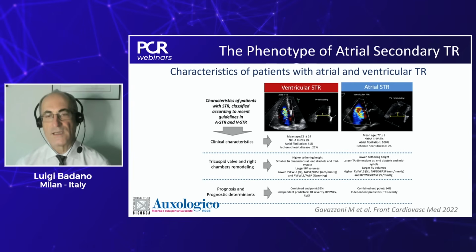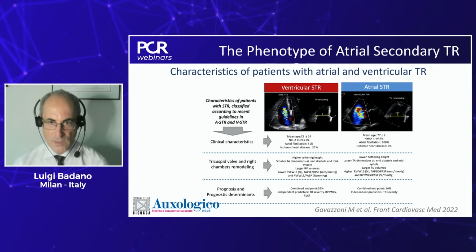This is also documented by a difference in patients with the 2 phenotypes of secondary tricuspid regurgitation, as shown by this paper by Mara Gavazzoni and co-workers that has just been published in Frontiers. Usually patients with the atrial secondary tricuspid regurgitation are older than the patients with the ventricular one, less symptomatic, and with, of course, less prevalence of other disease. The remodeling of the cardiac chambers is significantly different, as we have seen before.